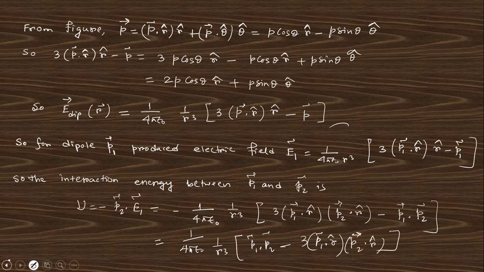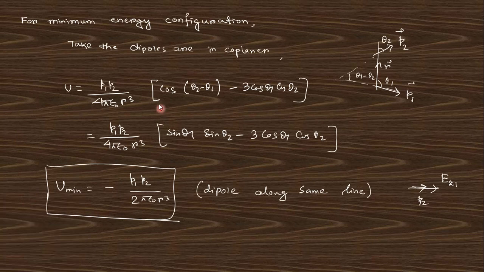So these two are the energy, and this energy can be written in this form when we take them coplanar, in the same plane. You can write this one, p1 dot p2, where the angle is theta 1 minus theta 2, and these angles are theta 1 and theta 2. So this can be calculated like that.